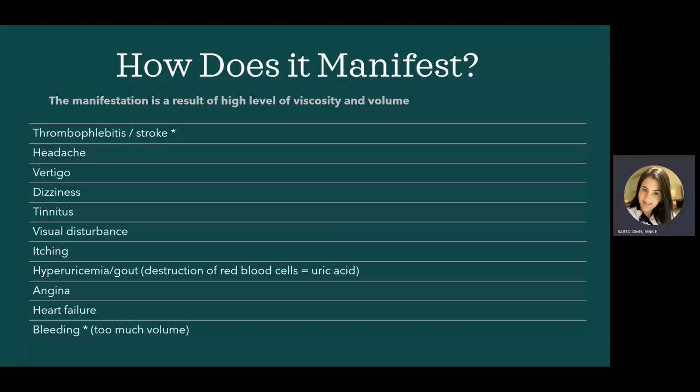These clients, because they have a lot of red blood cells and a lot of platelets, basically suffer from clots. So think about the viscosity, it gets thick. Their blood gets thick. Plus, now you have more platelets that stick to each other. So they are at high risk of clots or stroke. Because of the increase in volume, they could have headaches, vertigo, and dizziness, as well as visual disturbances.